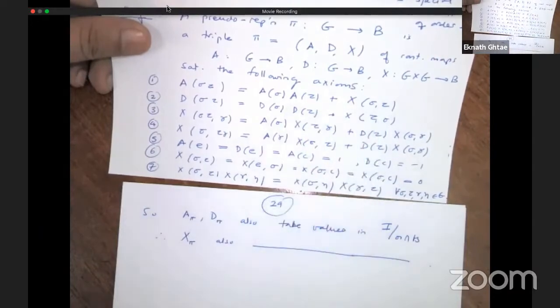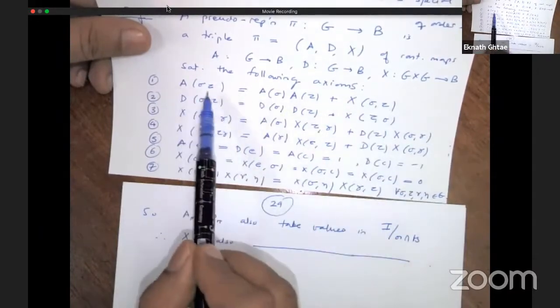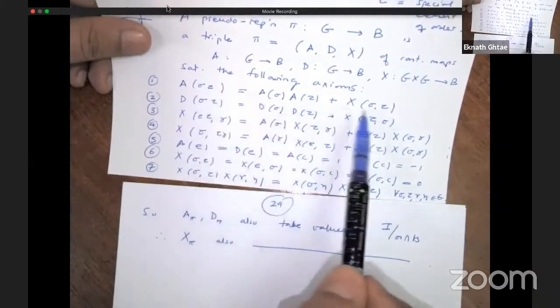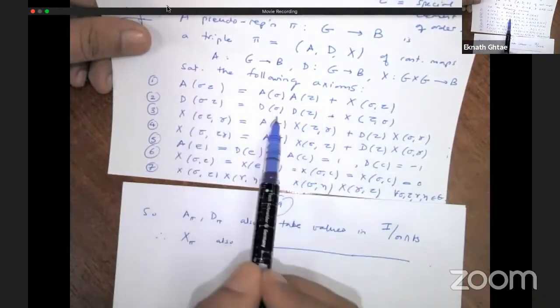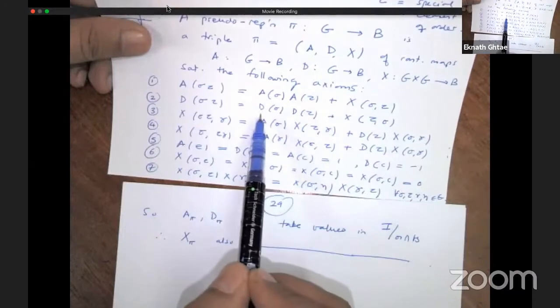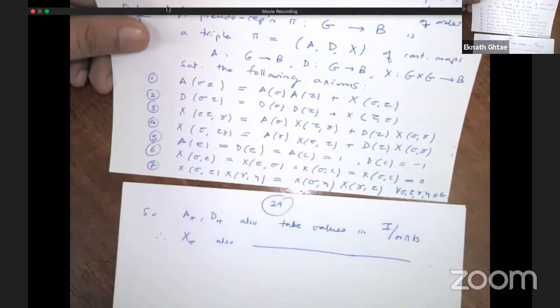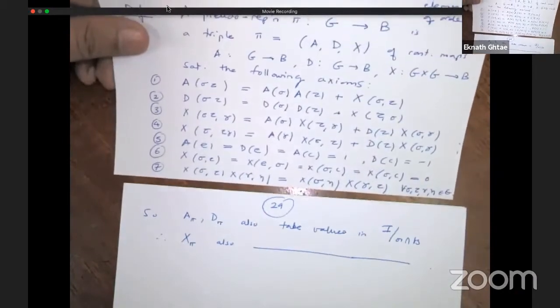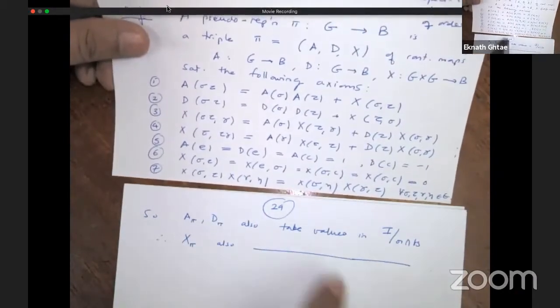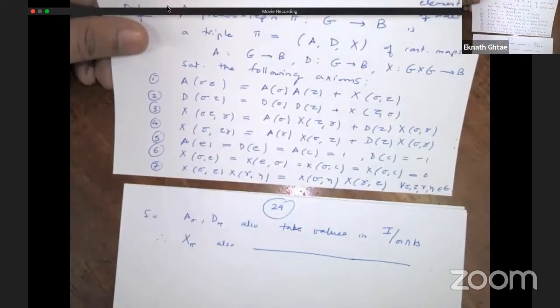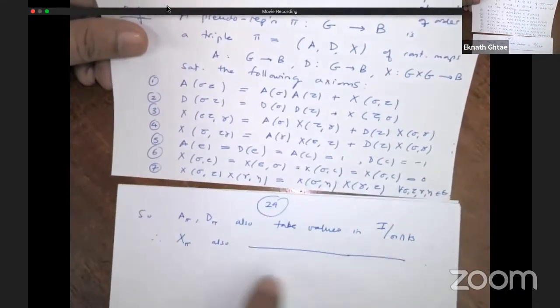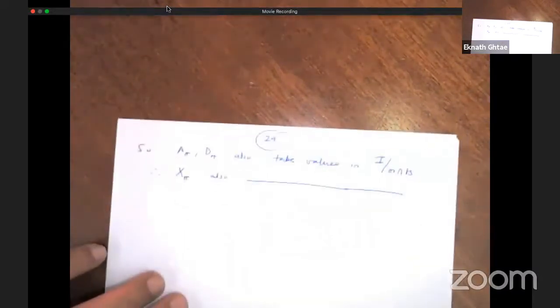Okay, X sigma tau is given by this formula, A sigma tau minus A sigma A tau. So X is completely determined by A, or by D, whatever you want to say. So you don't really have to include X in the notation, but I did just to make it a bit more balanced in terms of the notation. In any case, once you know that A and D are I mod A intersection B valued, then X is also I mod A intersection B valued.